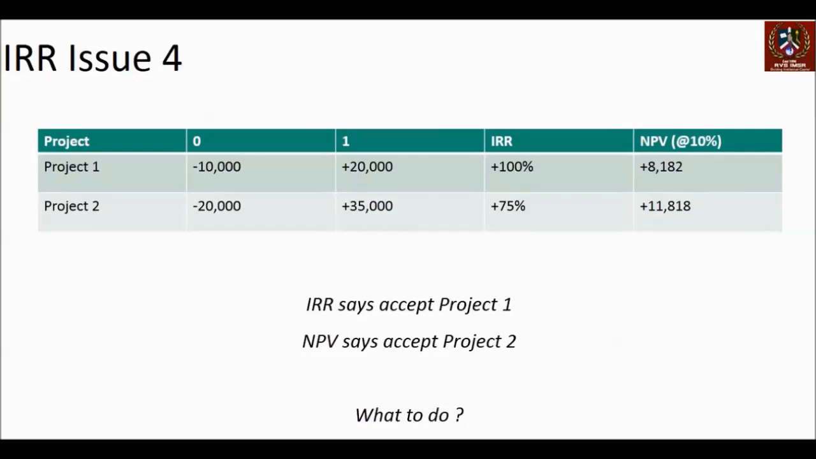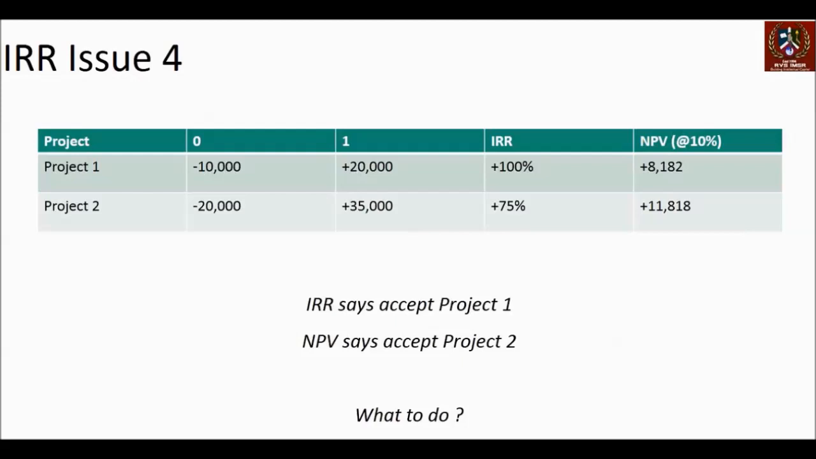What happens if both the rules, IRR and NPV, end up telling you to accept the project? If both rules end up telling you to accept the project, in that case, what do you do? What is your answer going to be in that particular discussion? So let's look at two projects, project 1 and project 2.